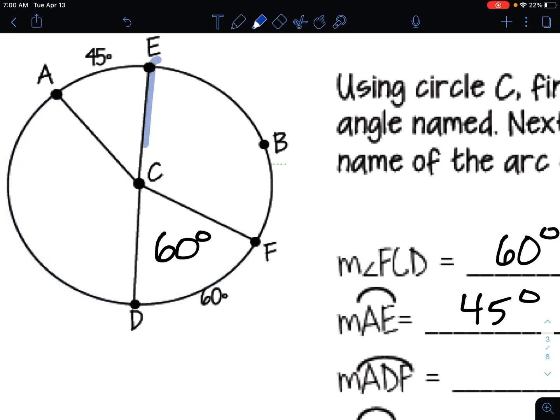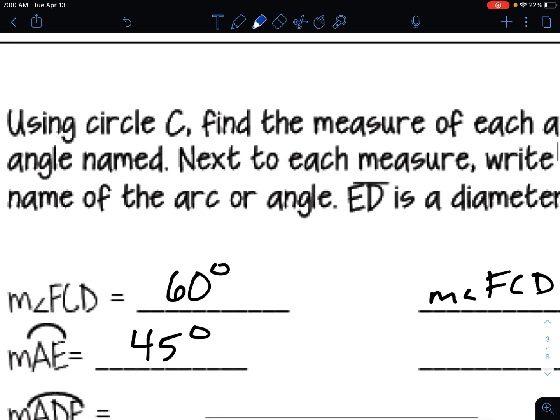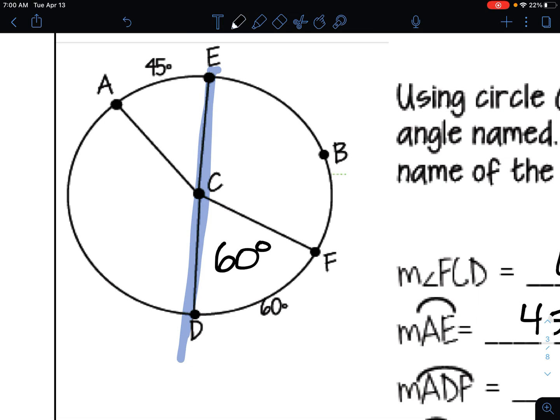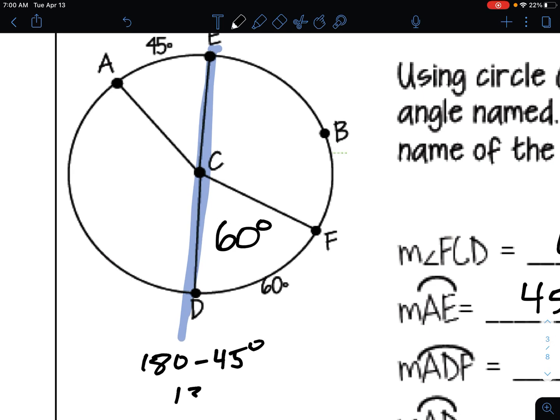So this is our goal. It says ED is the diameter. It said that in the directions right here. ED is the diameter. That's 180. We know one part is already 45 degrees, so we are going to subtract 45 from 180 and get 135 degrees. So this piece is 135 degrees. This piece is 45 degrees.